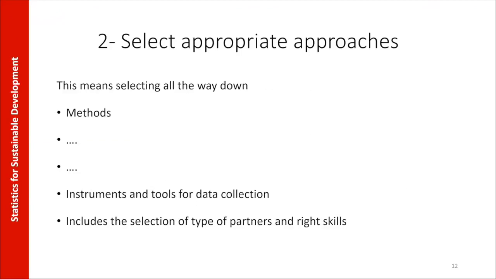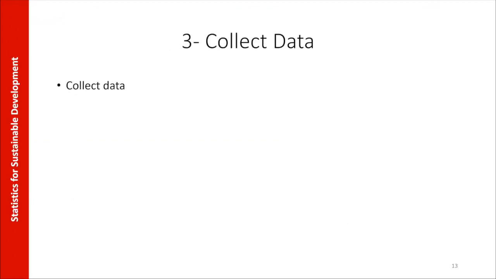So this process means selecting all the way down from methods to the instruments and tools for data collection. And this includes the selection of the type of partners that we want to work with and the right skills needed to carry out the research. Then we have the draft report, we have the final report, we have selected the methods, we go to the field and collect data. There's not much to say about that.